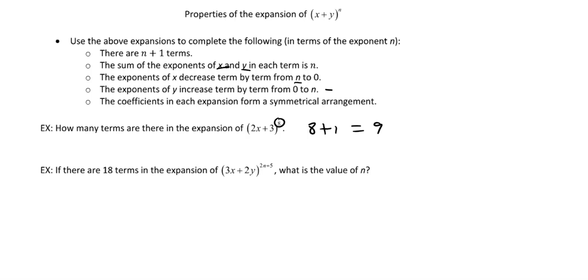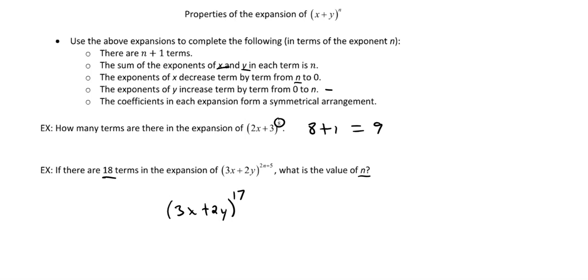All right, if there are 18 terms in the expansion of this, then what is the value of n? Okay, so if there's 18 terms, then my n value would be, let's just write it out again, 3x plus 2y to the power of, if there's 18 terms, I know this must be 17, right? Your n value is always 1 less than the number of terms.